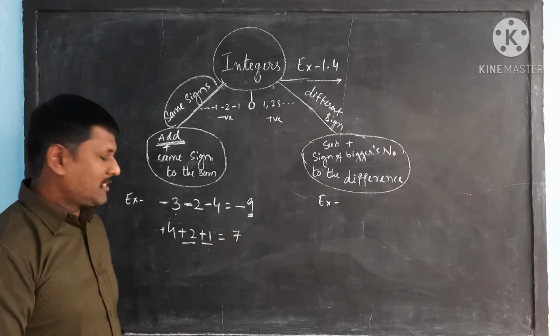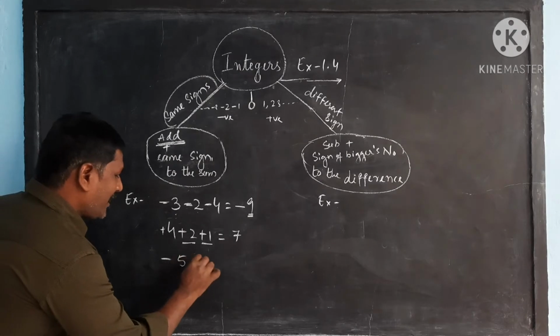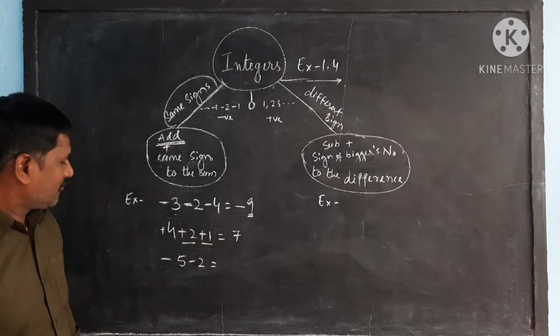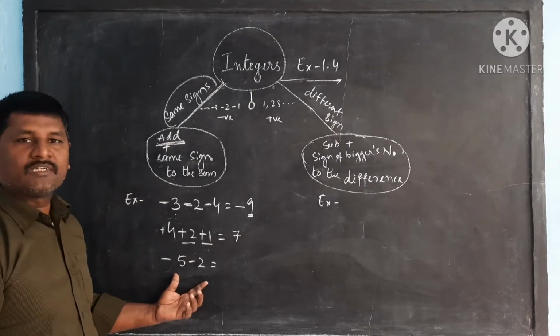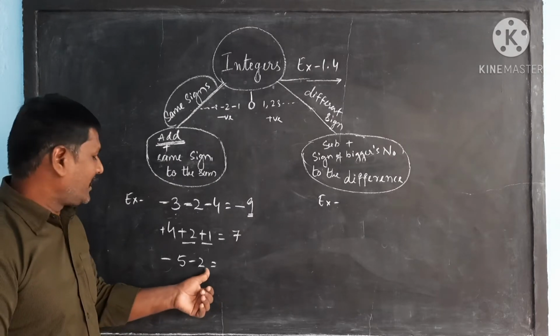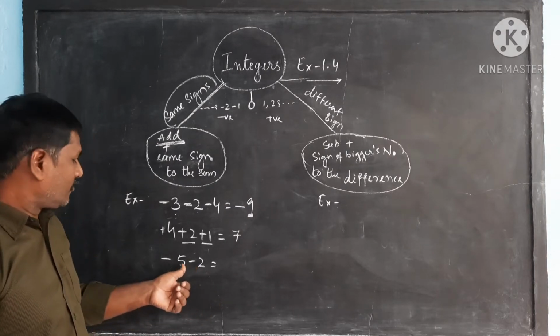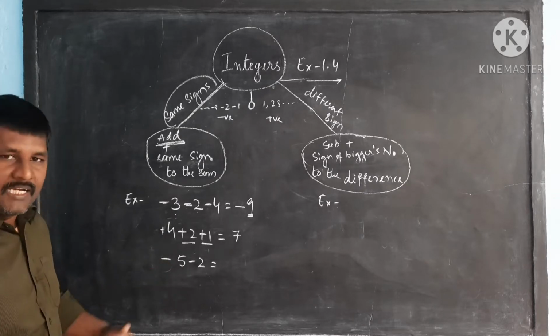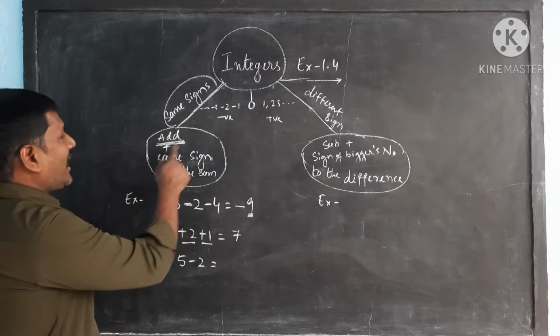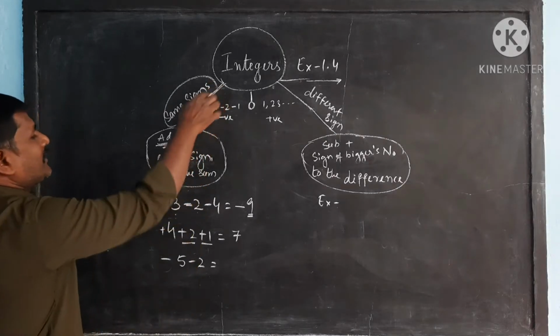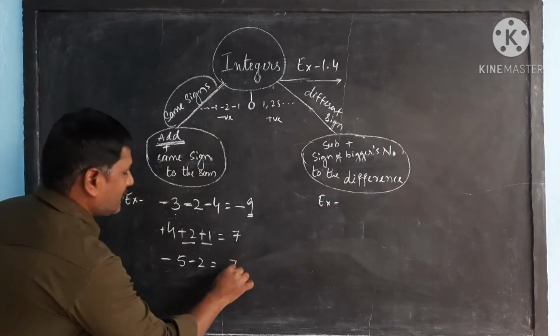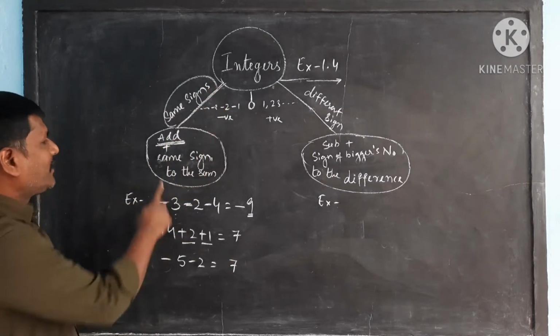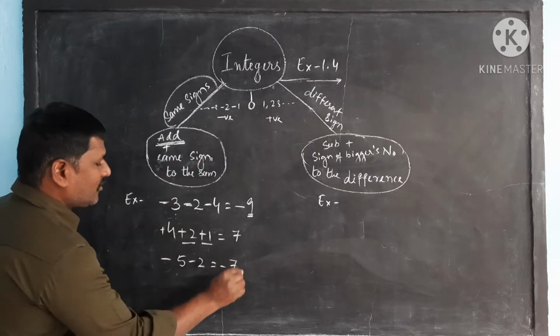Let us take one more example. -5, -2. Here two integers have the same sign. -2 has a minus sign and 5 has a minus sign. So both the integers have the same sign. Then, as per the rule I told you, if the signs are the same, you have to add. You can add, then write the same sign. What is the sign here? Minus. So you have to write minus.